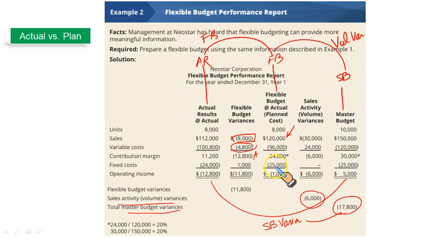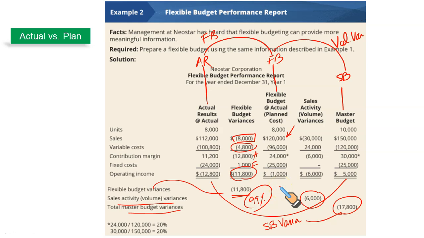Fixed cost should have been 25, but it was less, so that's favorable. But the overall profit should have been, or the loss should have been 1,000, but you incurred more loss, so that means that this variance between these two is the flexible budget variance. The difference between -1 and -12,800 is 11,800. This is called the flexible budget variance, and that's where you are most likely to be tested 99% of the time on your exam.